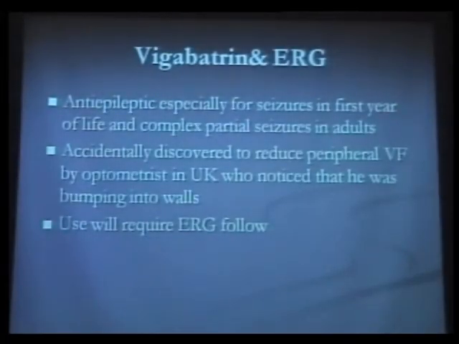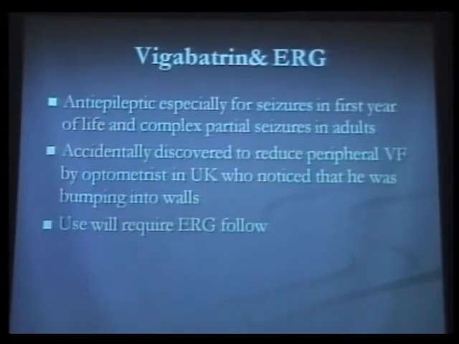Vigabatrin. Well, in the U.S., we're starting to use vigabatrin, which has been used a lot in Europe and perhaps here as well. And we're using it for infantile spasms or seizures in the first year of life and complex partial seizures in adults. And it was noted by an optometrist in the U.K.